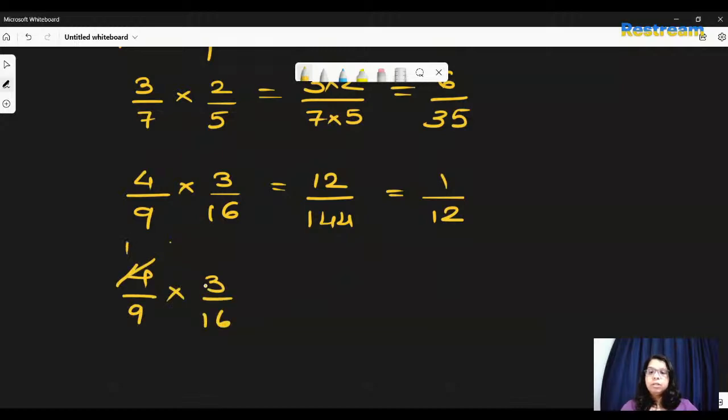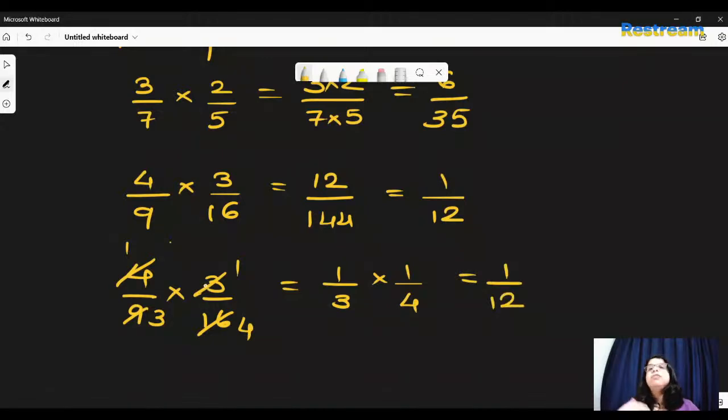4 times 1, 4 times 4. 3 times 1, 3 times 3. So we have 1 by 3 multiplied by 1 by 4, which is equal to 1 by 12, whichever is easier for you. Okay.